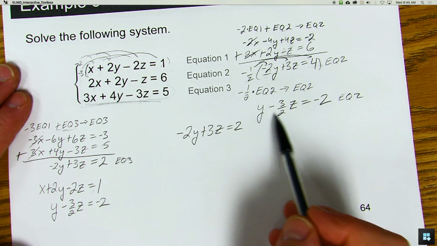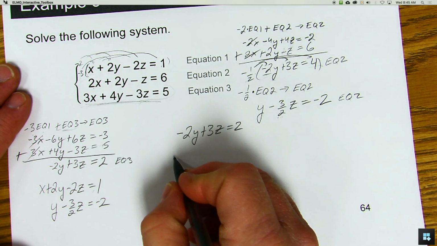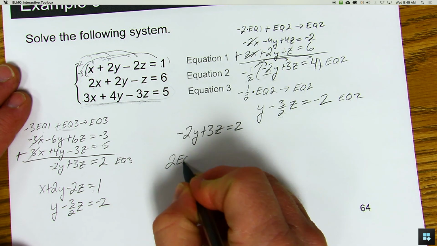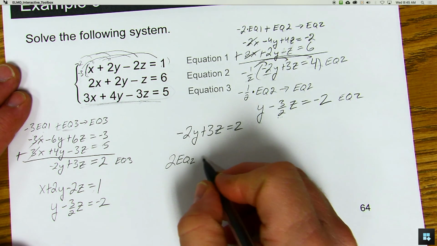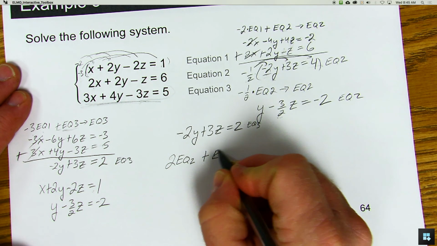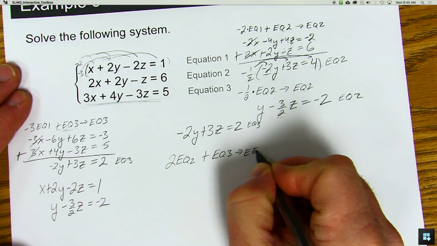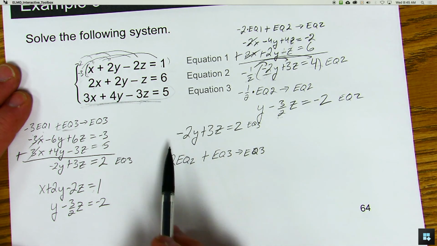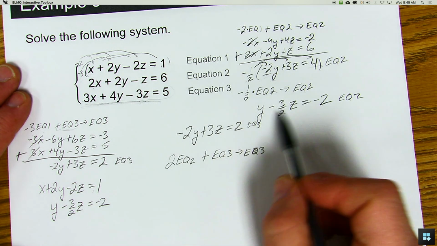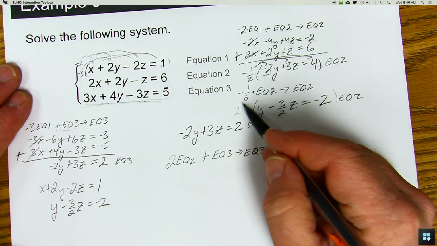Now, here's equation 2. If I take 2 times equation 2, then add it to my new equation 3 and replace equation 3 with that, I would eliminate the y's. So if I take 2 times equation 2, that's going to give me 2y.